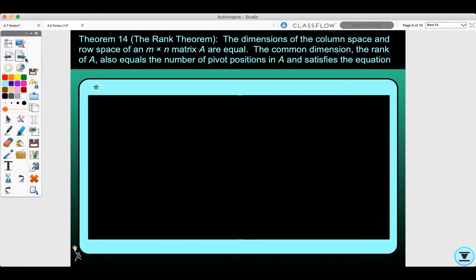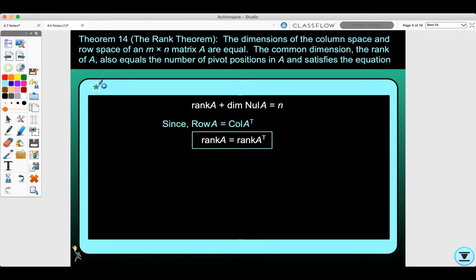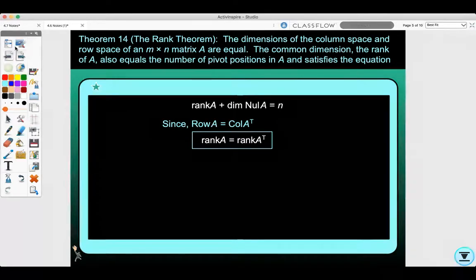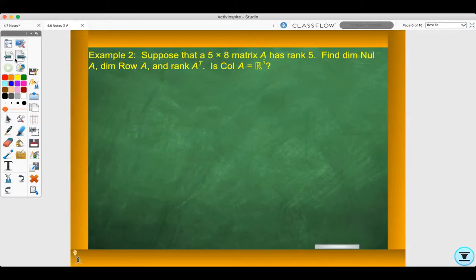Theorem 14, the rank theorem. The dimensions of the column space and row space of an m by n matrix A are equal. The common dimension, the rank of A, also equals the number of pivot positions in A and satisfies the equation rank A plus dimension of Null A equals n. Since Row A equals Col of A transpose, the rank of A equals the rank of A transpose. So let's go ahead and look at example 2.